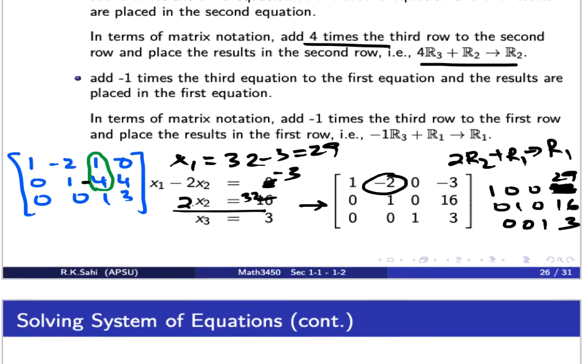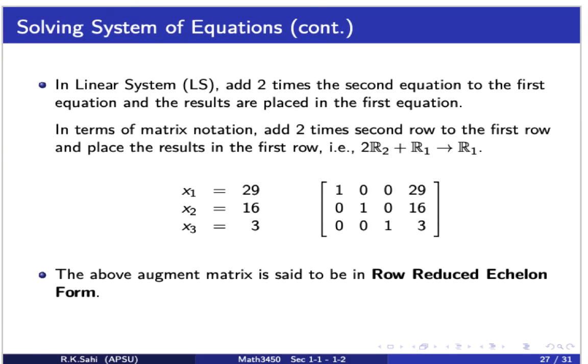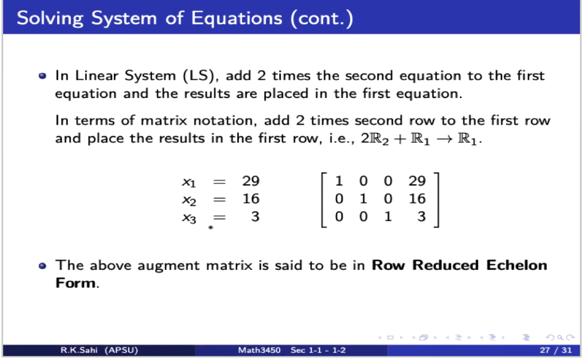Okay. So here are your results. x1 is 29, x2 is 16, x3 is 3. So what you see is when you do the row reduced echelon form from the original augmented matrix we started with, the final answer, if you want to get all the values for x1, x2, x3, is that the coefficient matrix becomes an identity matrix, if you remember that from your matrix video. Okay.